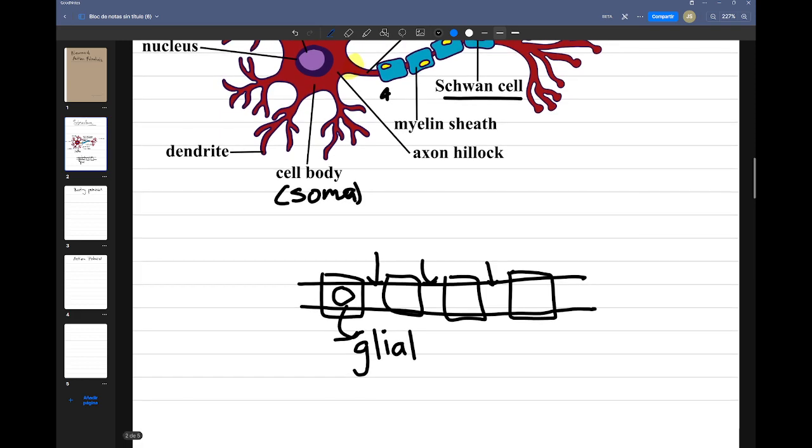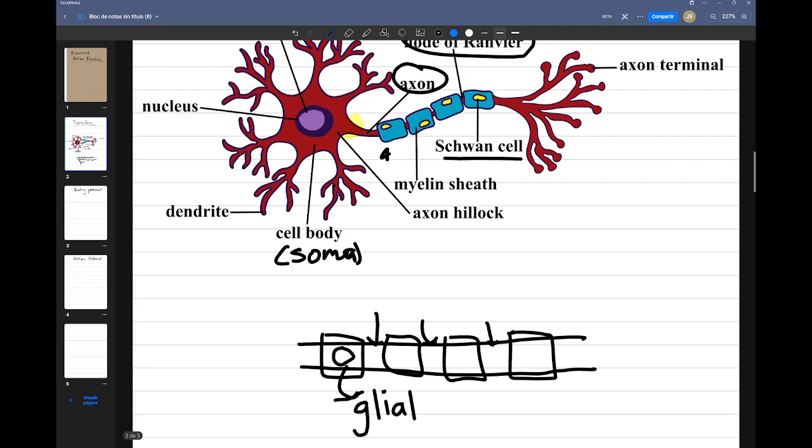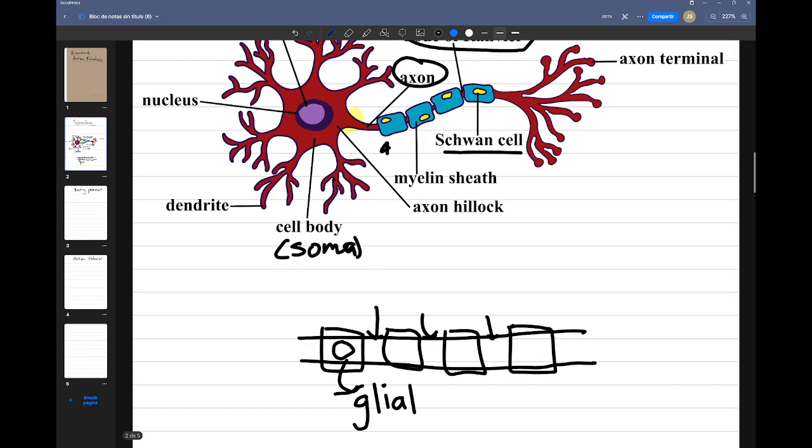So it speeds up the propagation of action potentials, and that's what it really helps to do. Remember, these are gaps between the myelin insulation of the Schwann cells. So it would be like that. As I said, it facilitates the rapid conduction of electrical signals. So that would be that.